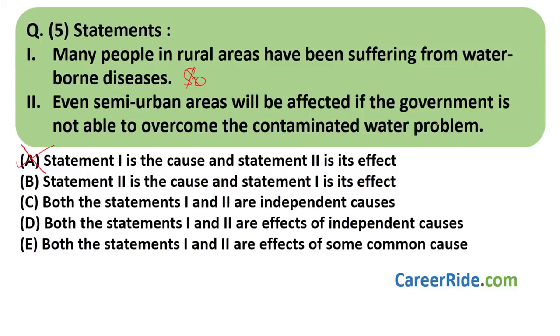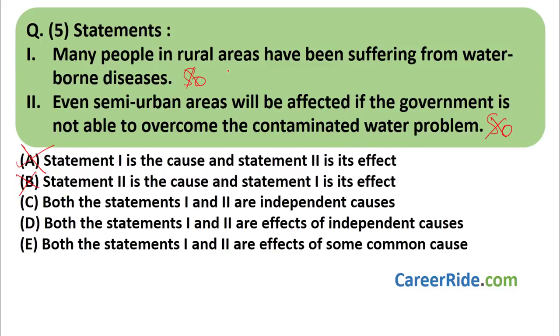Then second, even semi-urban areas will be affected if the government is not able to overcome the contaminated water problem. So many people in rural areas have been suffering from waterborne disease. Again, this is not making any sense. So option B is not the answer. Let us check out the remaining 3, okay.